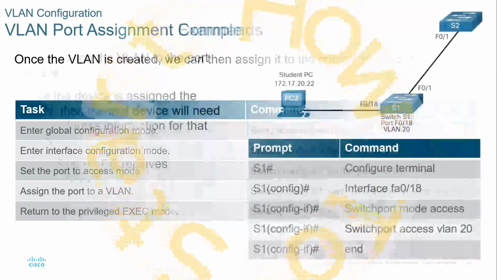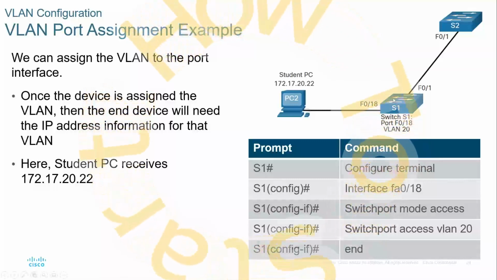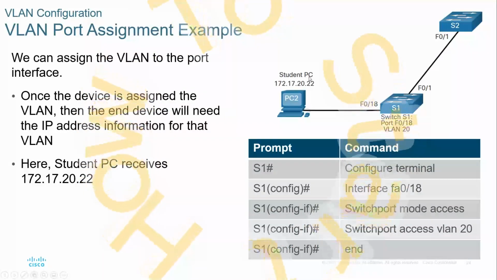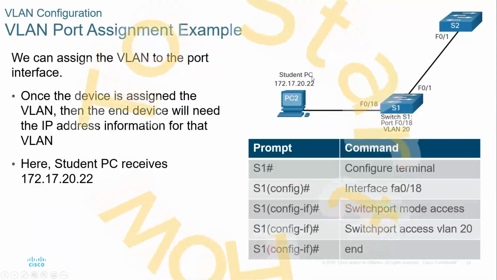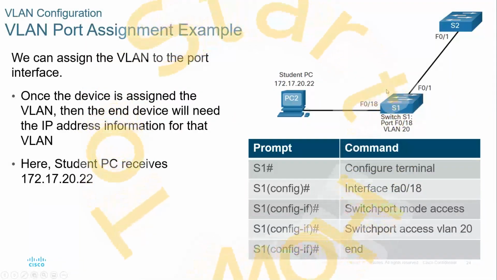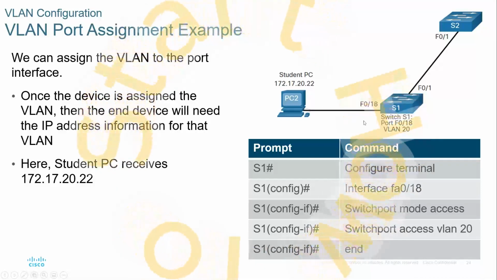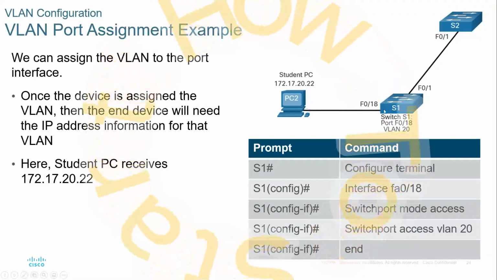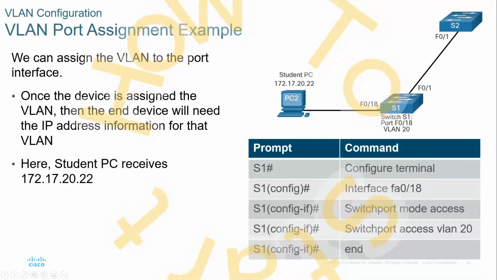So let's see that as an example. Here we want to tag that PC as VLAN 20. So go to our global configuration mode, navigate to this port, set that port to an access port, and then set that port to be tagged to VLAN 20.